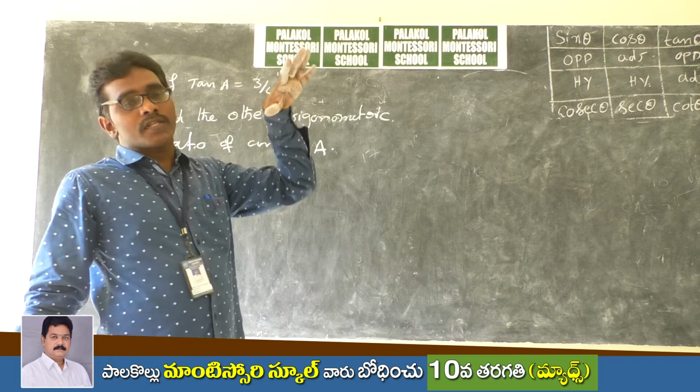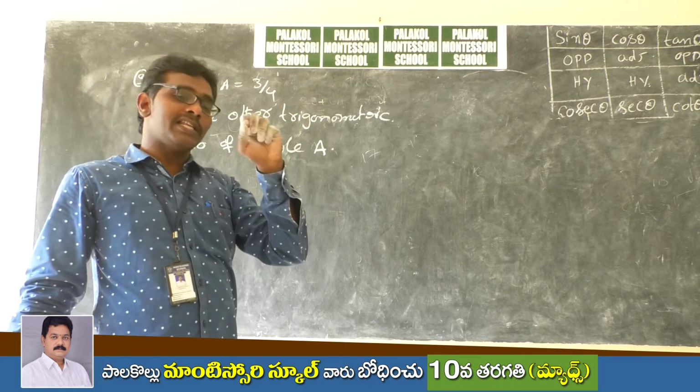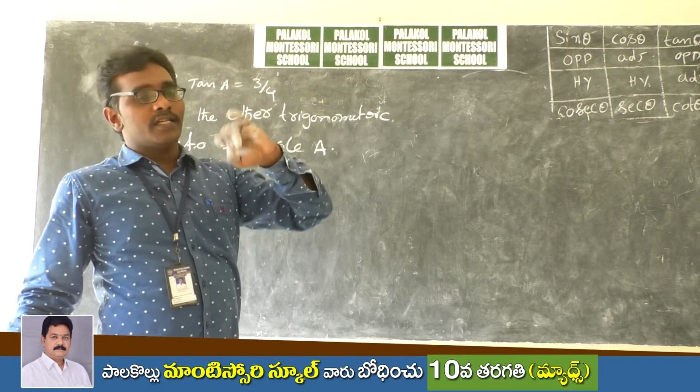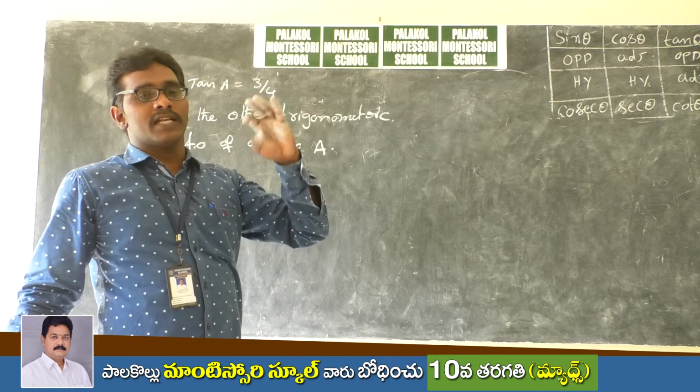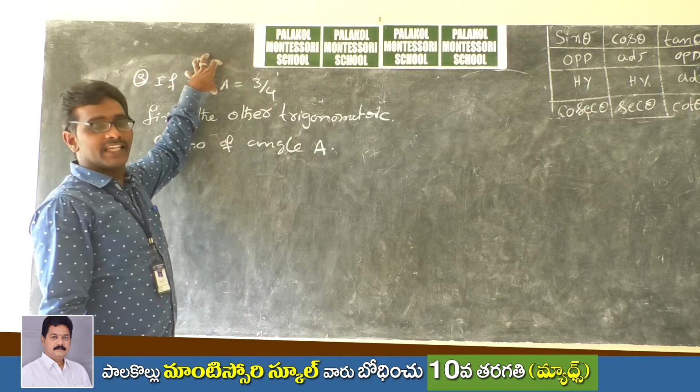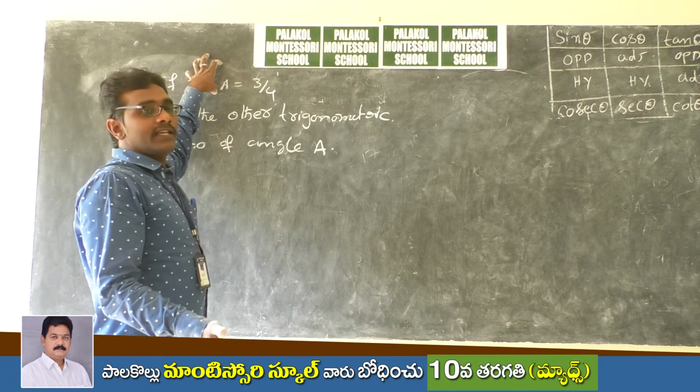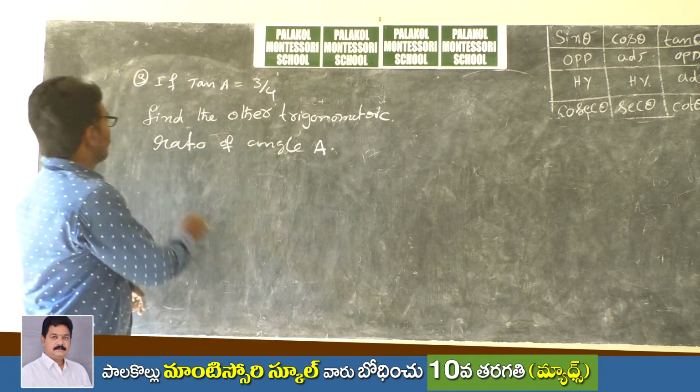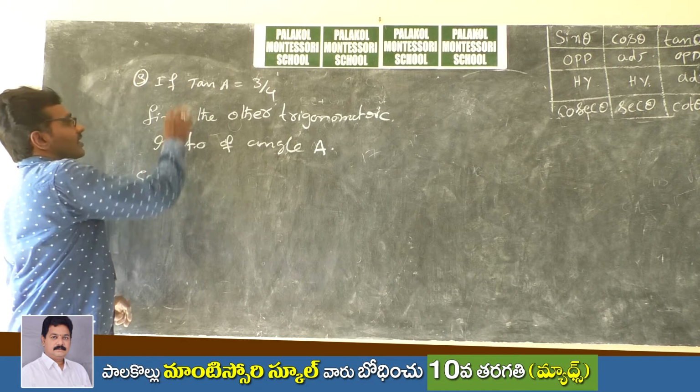So how many ratios are there in trigonometry? Totally 6. Sin theta, cos theta, tan theta, cosec theta, sec theta, cot theta. Already one ratio is given, tan A. You have to find out the remaining ratios. So I do the solution in this sum.